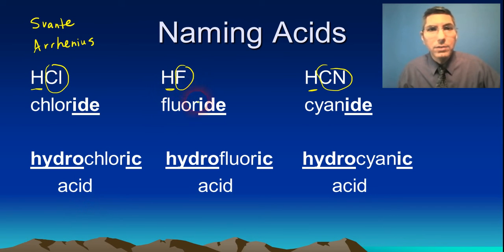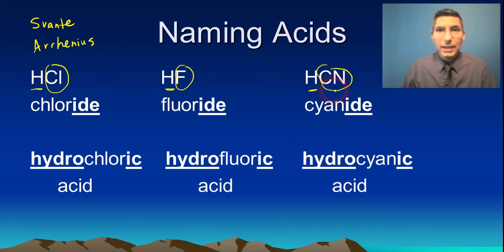HF, the F is the fluoride, that becomes hydrofluoric acid. And so hydrofluoric acid is a very important acid used by artists because it's used for glass etching. It eats through glass, and so it has to be stored in plastic. It's also very toxic to people.